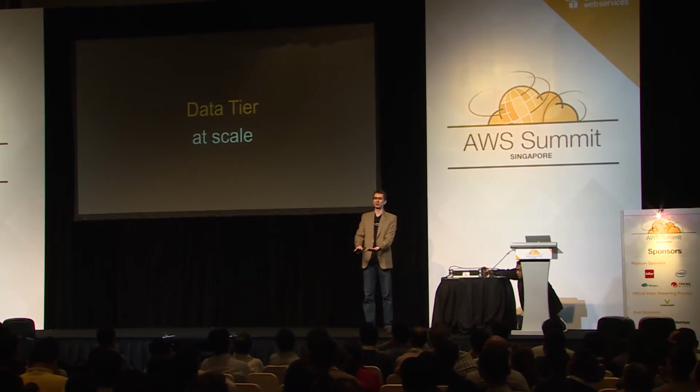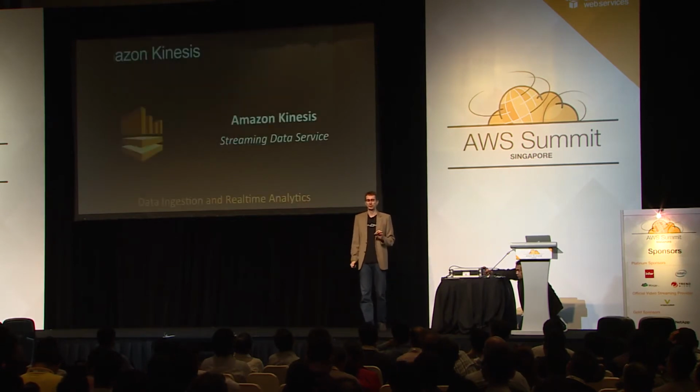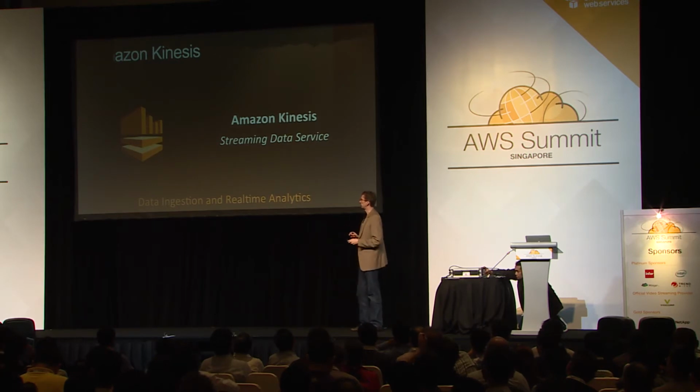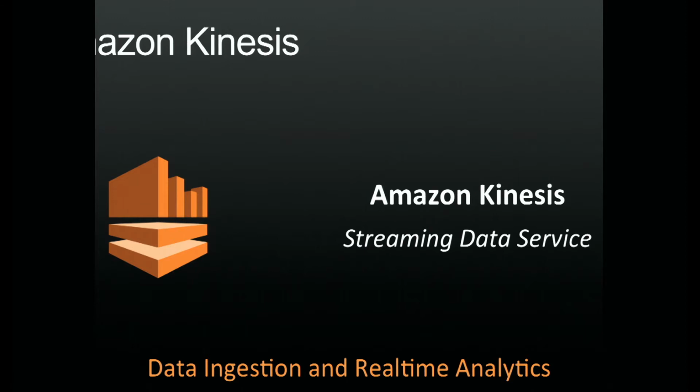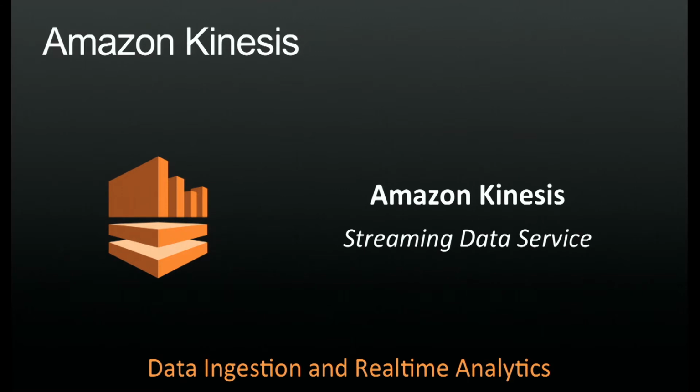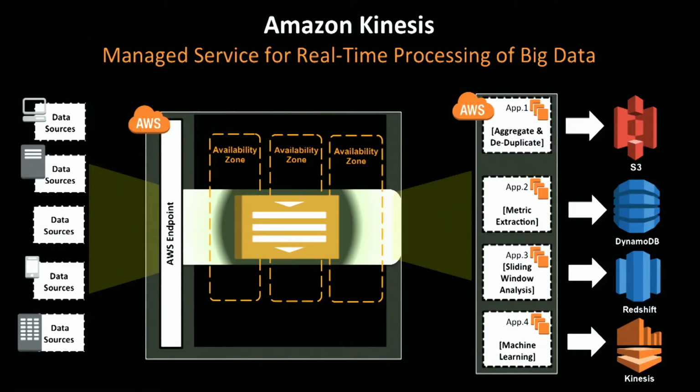Let's start with the data tier, the bottom tier, typically the most difficult tier to scale and manage. Here we have Kinesis. So Amazon Kinesis is a real-time streaming data service allowing you to ingest any amount of data. So with Kinesis, you can have hundreds of thousands or millions of devices or entities producing data, pumping your data into Kinesis. Kinesis will ingest it, replicate the data across multiple availability zones for durability. You don't lose a single record.